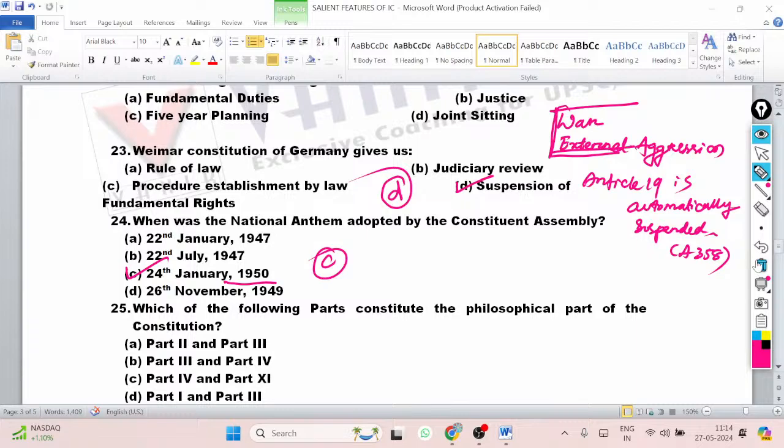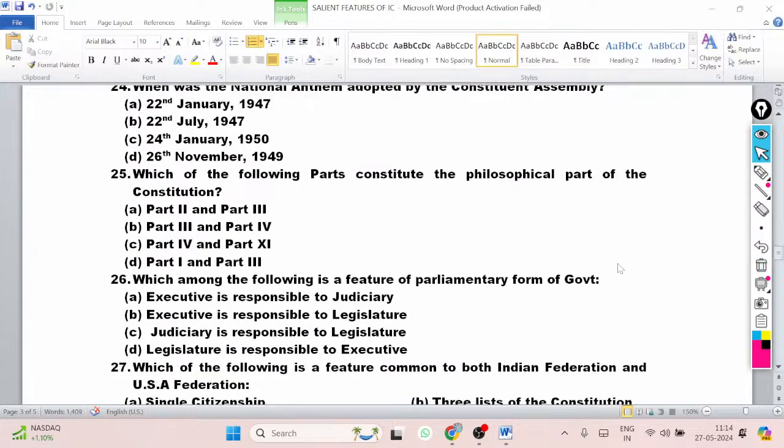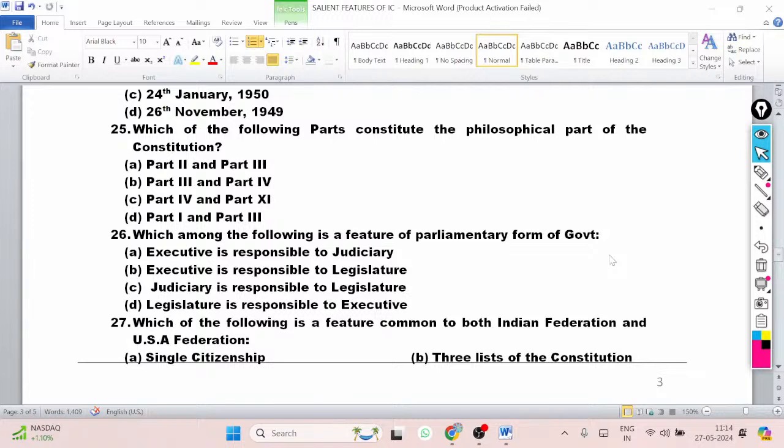Question number 25. Which of the following parts constitute the philosophical part? What do you mean by the philosophical part of the Constitution? Philosophy means the ideals, the goals, the objectives, the targets of the Constitution. The objectives of the Constitution are social justice, equality, liberty, and also fraternity.